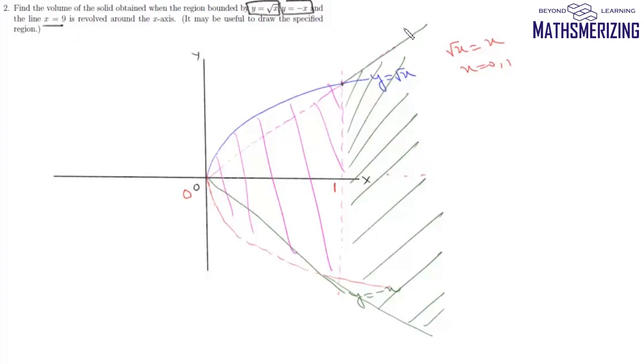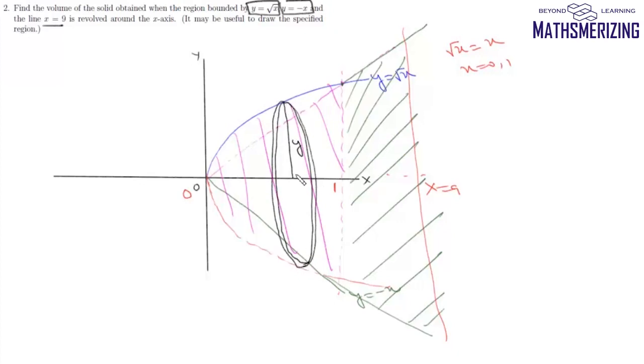So somewhere we'll have this line which is x equals 9 and we need to find the volume of revolution. Now we know that the volume of revolution is given by this small cylinder whose radius is y and whose width is simply dx. So this volume will be dV1 plus dV2.